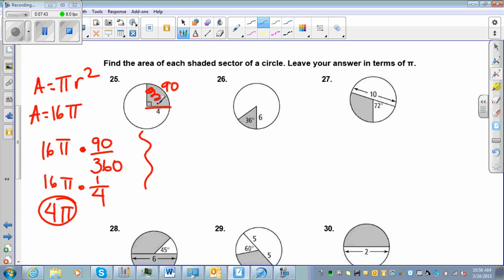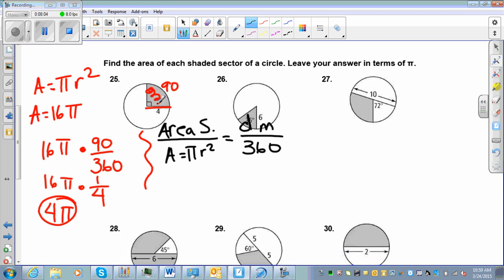If you are going to use the formula that we did earlier, the formula for this one would be area of the sector, so I'll just put A, over area of the whole circle, which is pi radius squared, equals the degree measure over 360. So area of the sector, here's what I'm looking for, that's your x. Area of the circle is 16 pi, equals the degree, 90 over 360. And you can cross multiply and find it. So pick whichever method is easiest for you.